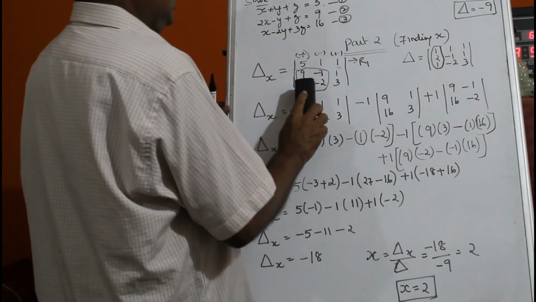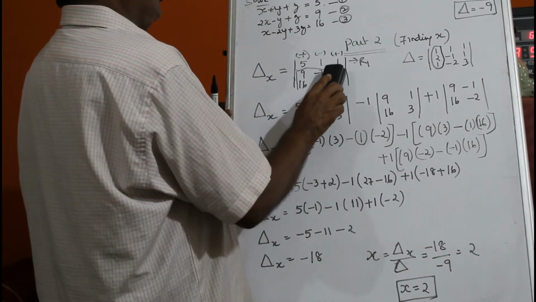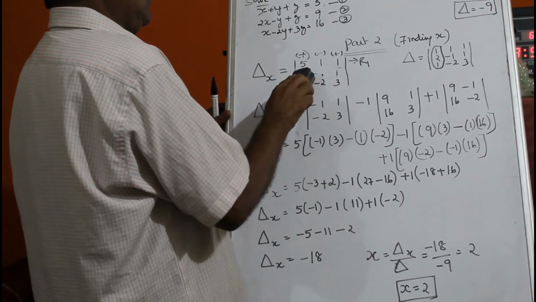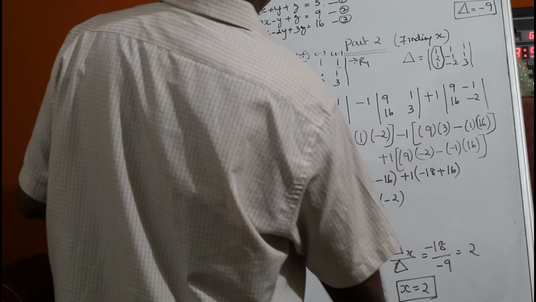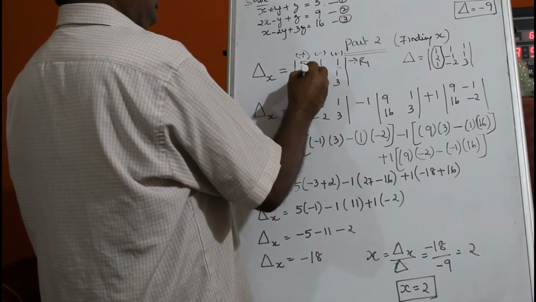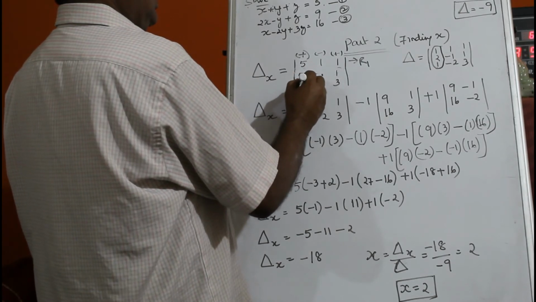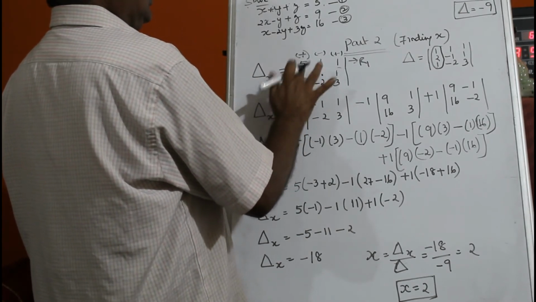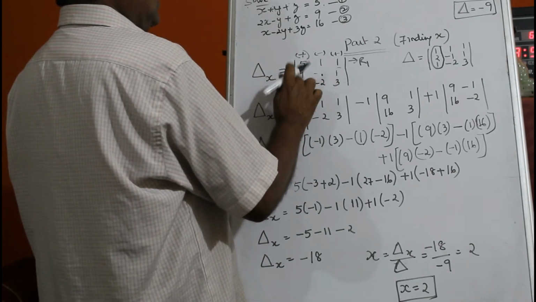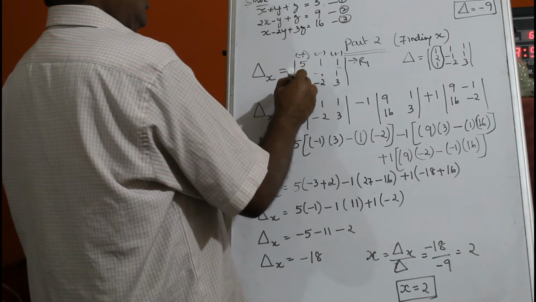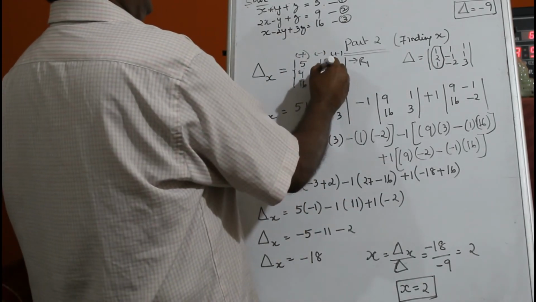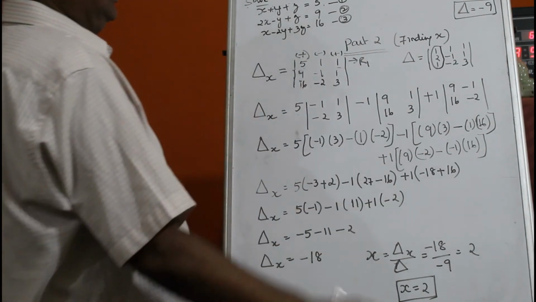And next, we have to expand this small determinant. So it's 5, 9 and 16, the constants. Okay, so to make you understand, I have done it like this and I cancel.